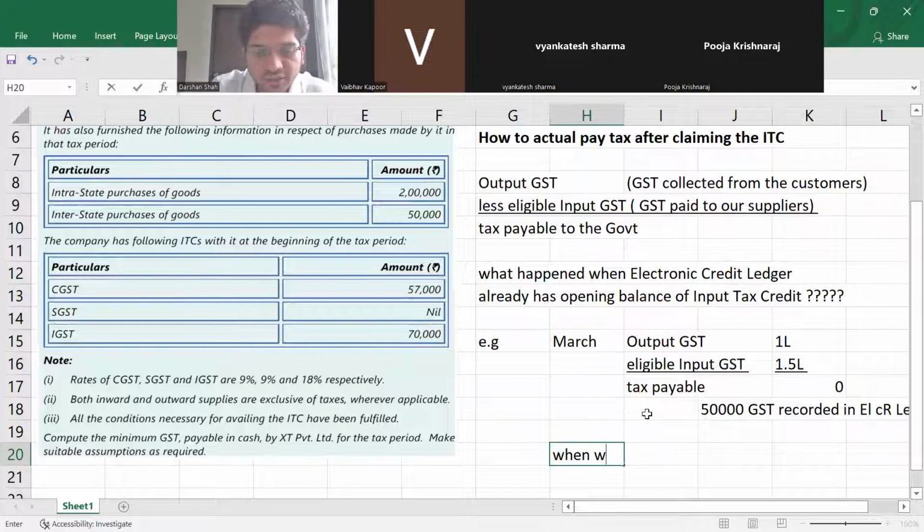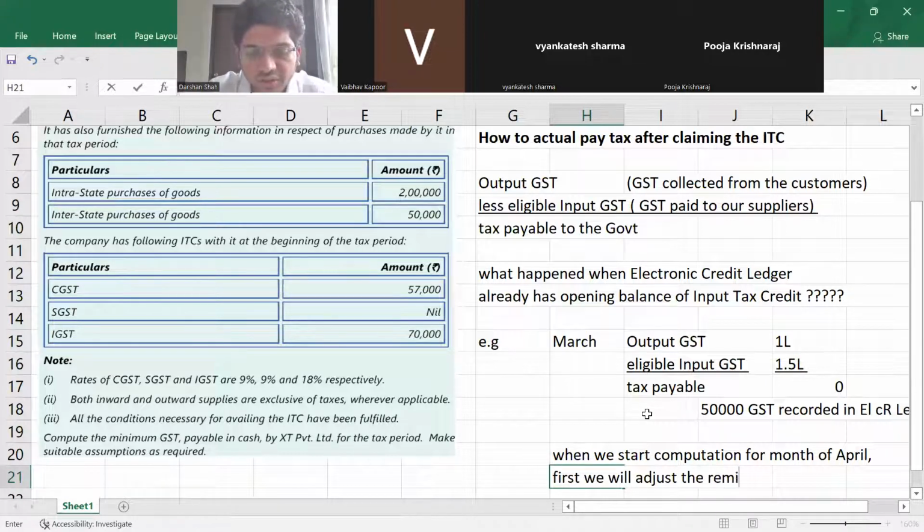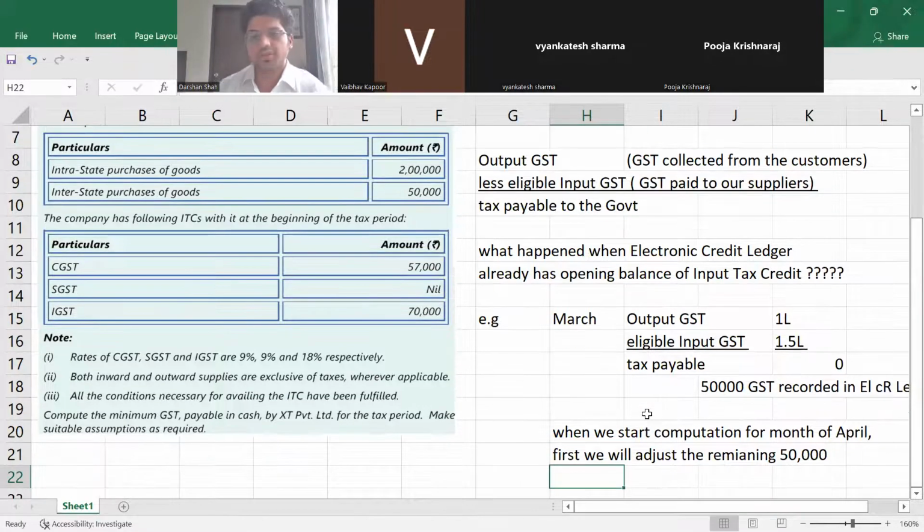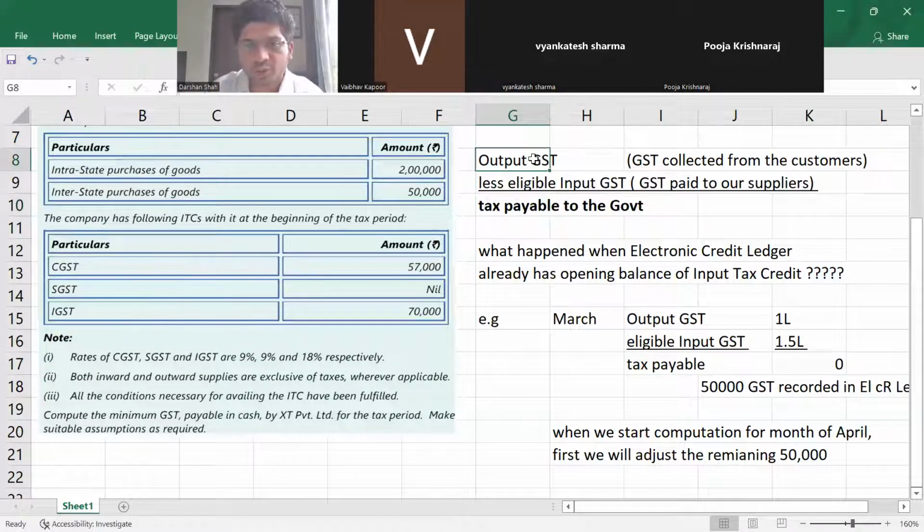And when we start the computation for the month of April, what will we do? First, we will adjust the remaining 50,000. If this concept is clear. Okay. So generally what happens? Generally we have a tax payable, right? Output GST is higher and input GST is lower. So there is a tax payable to the government. So we just pay that tax, right?